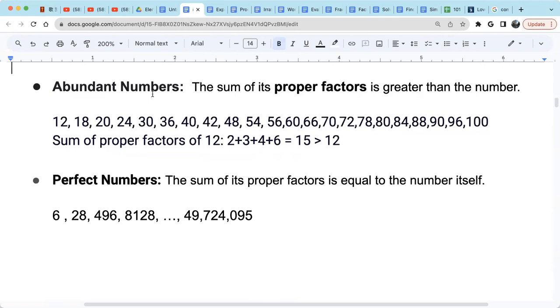Abundant number. An abundant number means the sum of its proper factors is greater than the number itself. 12, 18, 20. I have a list of these up to 100. Those are abundant numbers. Let's use 12 as an example. 12 has proper factors of 1, 2, 3, 4, 6. Add this up, 16, which is greater than 12. So that's why 12 is called an abundant number.